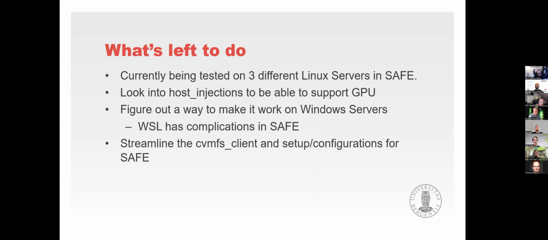So currently we are testing this on 3 different Linux servers inside SAFE. One of them is a normal server, and the 2 others that it has been installed on are for HPC processes that we are working on within SAFE. So one of the compute nodes and one of the login nodes also have these clients installed on them. What I need to continue to do is to look further into host injections to be able to support GPU.